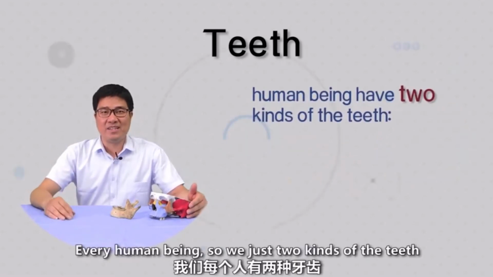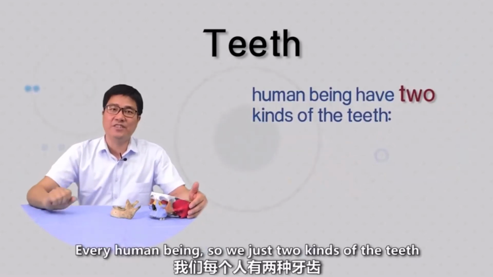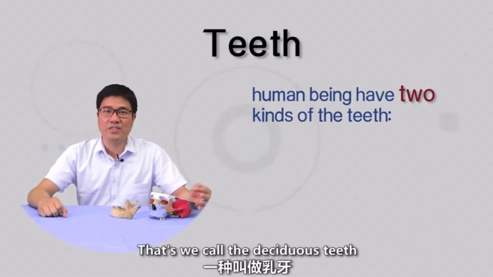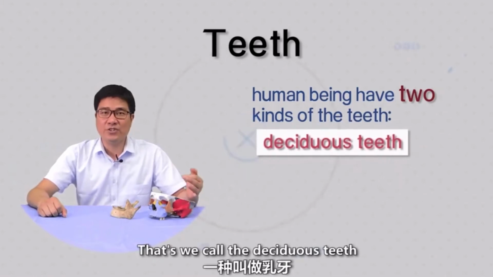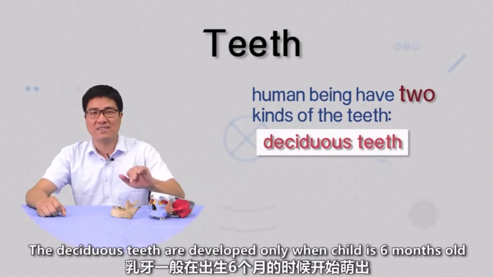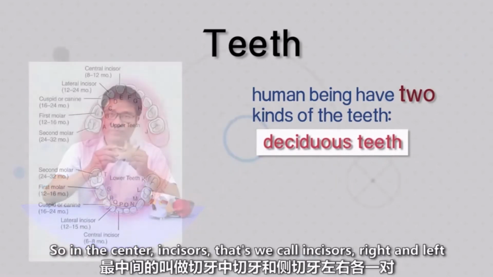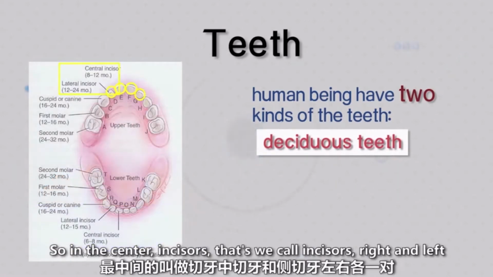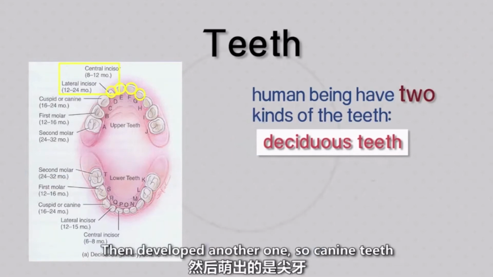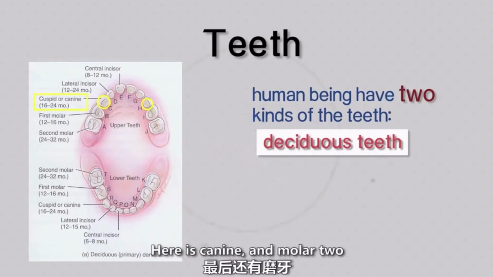Every human being has two kinds of teeth. Number one is what we call milk teeth, also called deciduous teeth. Deciduous teeth develop starting at about 6 months. In the center, we have the incisors, right and left. Another one develops next, the canine. So here is the canine and premolar 2.